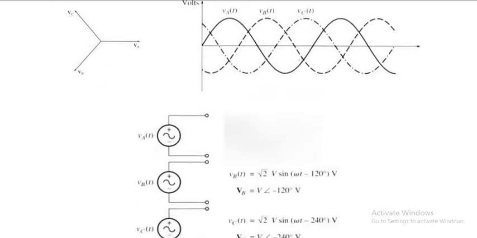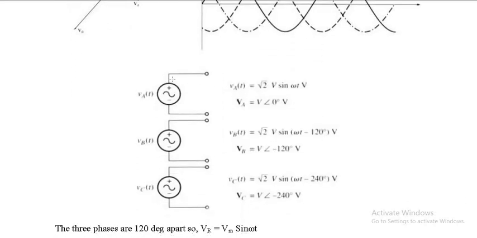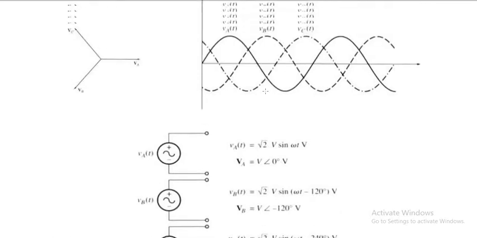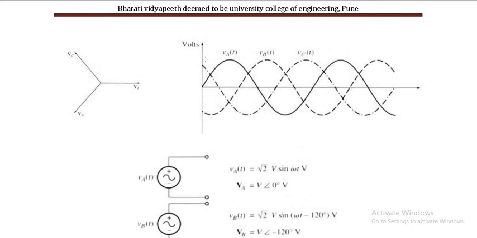Okay, so you can see over here this is your first phase, and it is having voltage as root 2 V sine omega t, that is volts. This V stands for volts. Okay, so VA at an angle, VA is equal to V at an angle 0. Okay, why this root 2 V? Because this peak is, let us say, V.